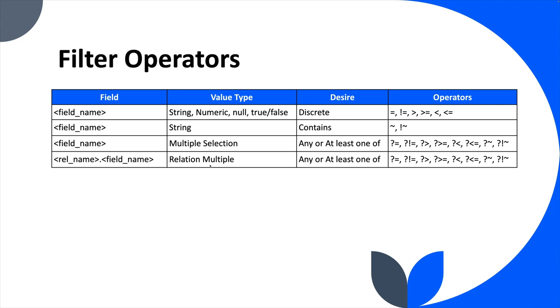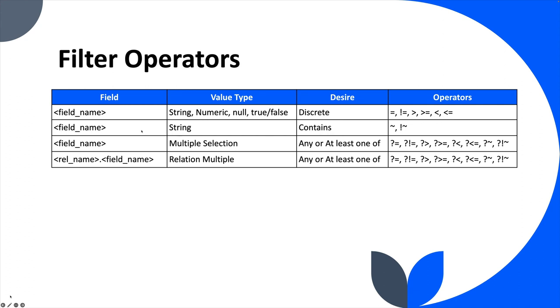Like I said, I like grouping the operators. If you're accessing a field, and the value of that type is a string, numeric value, null, or true or false, like Boolean, then that's a very discrete type of operation you want to perform. That's when you're going to use equals to say, I'm looking for something that exactly matches this, or doesn't match this, or is greater than this, greater than or equal, less than or less than or equal. So that's very, very specific.